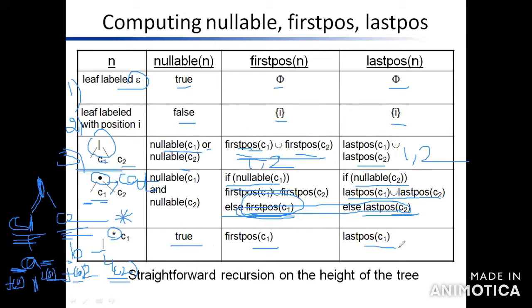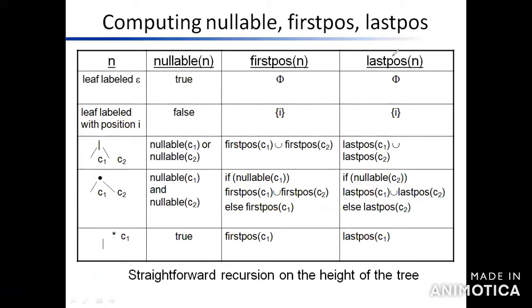Now you have a clear idea about this table, how to compute the nullable value, first position and last position based on the syntax tree. Is it clear? This is one type of 2 mark question also. Okay, then I go to the next steps.